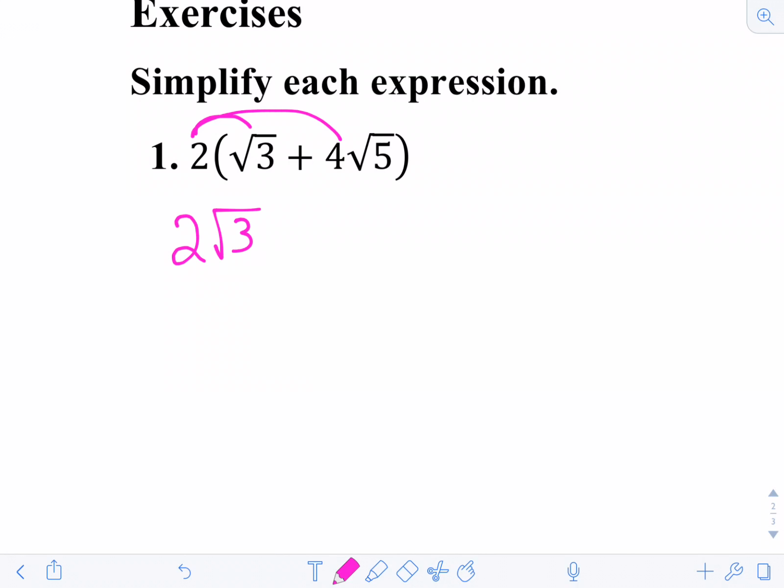For the second part, you have this positive 4 right here. You can multiply 2 times that positive 4 because it's not in the square root. 2 times 4 is 8, and then you have the square root of 5. You cannot simplify the square root of 3 because 3 is a prime number, and you cannot simplify 5 because 5 is a prime number. You cannot combine these two because they are two separate numbers underneath your radical, which is your square root.